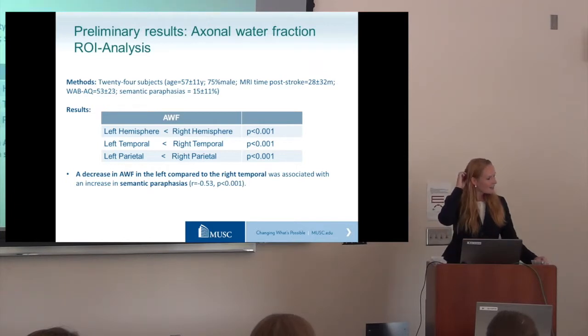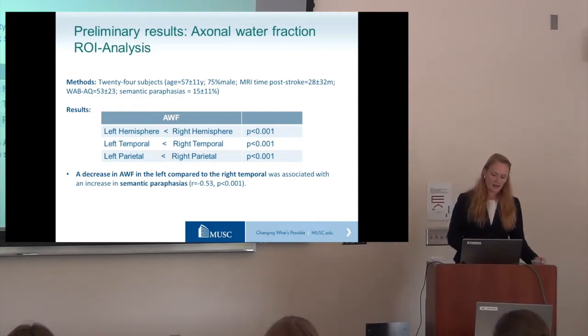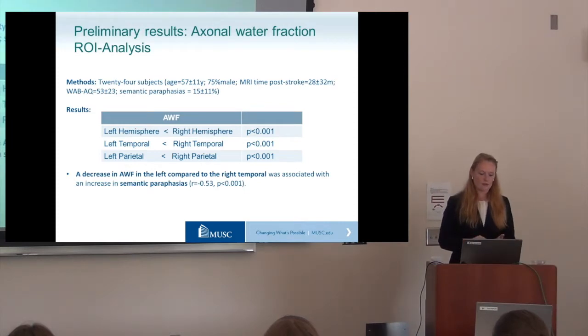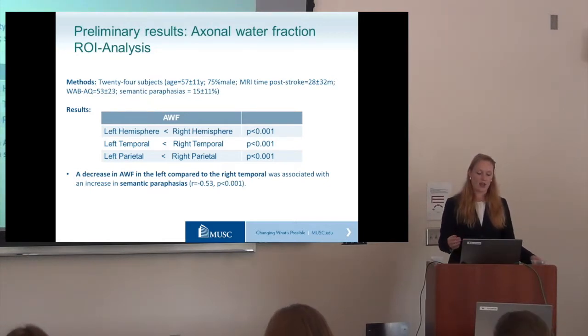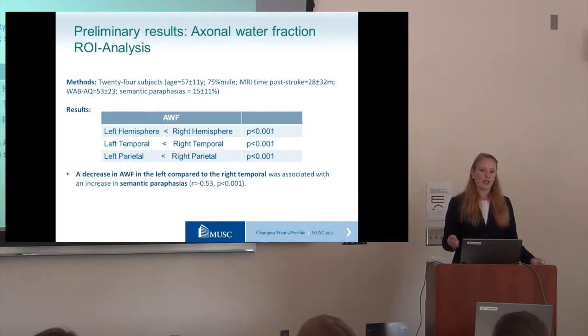Yes, this is excluding the lesion. So the left parietal lobe and the right parietal lobe. Then another very interesting point is that a decrease in axonal water fraction, percent-wise, in the left compared to the right temporal lobe was associated with an increase in semantic paraphasias and not in phonemic paraphasias. So the lower the axonal water fraction was in the subject, the more semantic paraphasias they were making, maybe pointing towards some more axonal loss.